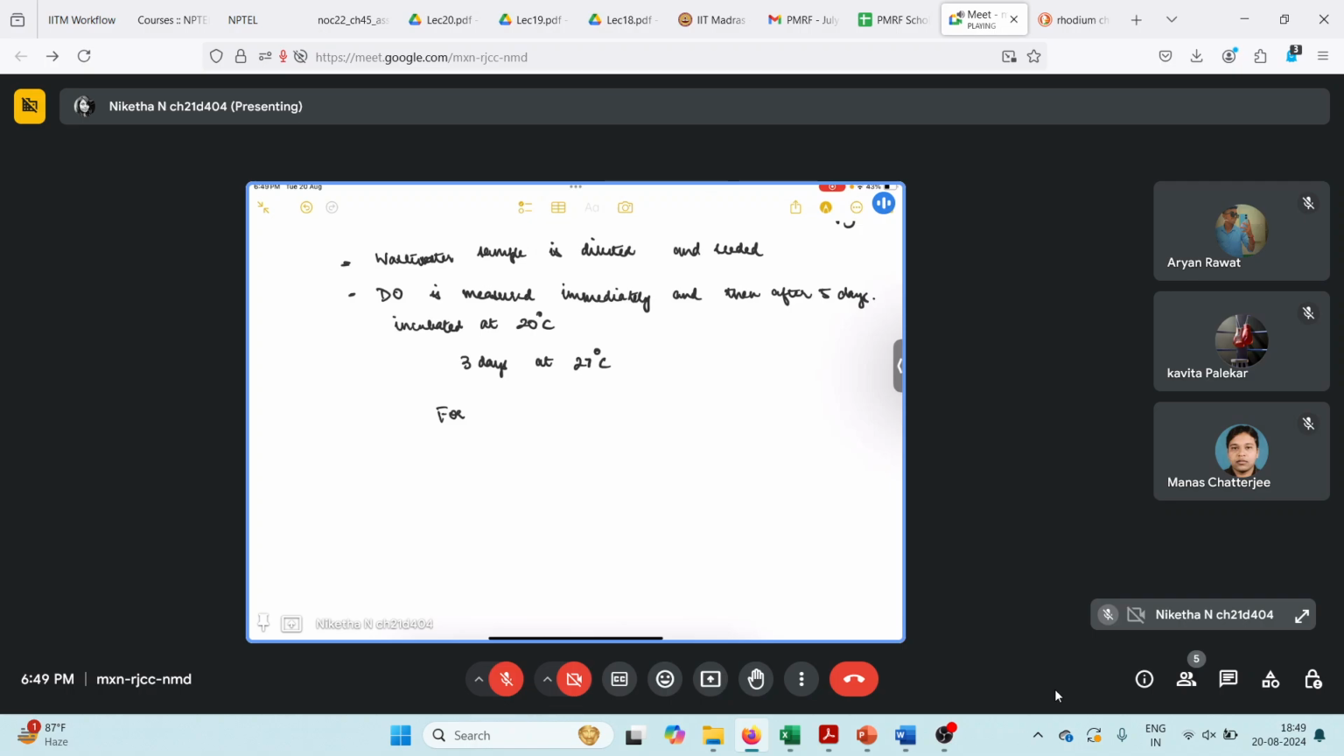Now in case we have unseeded samples, the formula will be BOD5, which is the BOD after the 5 days, equal to dilution factor into DO at T equals 0 minus dissolved oxygen at T equals 5, minus dissolved oxygen at T equals 0 minus. Now this is for the sample.